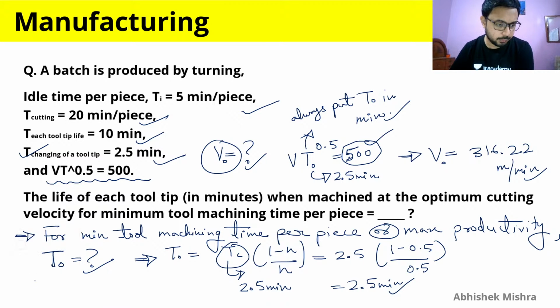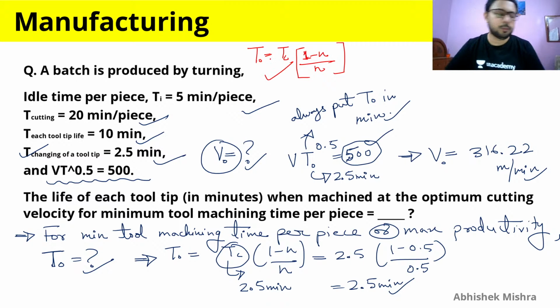Let me write with a different color pen. So T naught is equal to TC (1 minus n) divided by n. So this is the formula to calculate the maximum productivity time, and after doing that we can calculate optimum velocity also for maximum productivity, which we have done here. So this is the answer to this question.